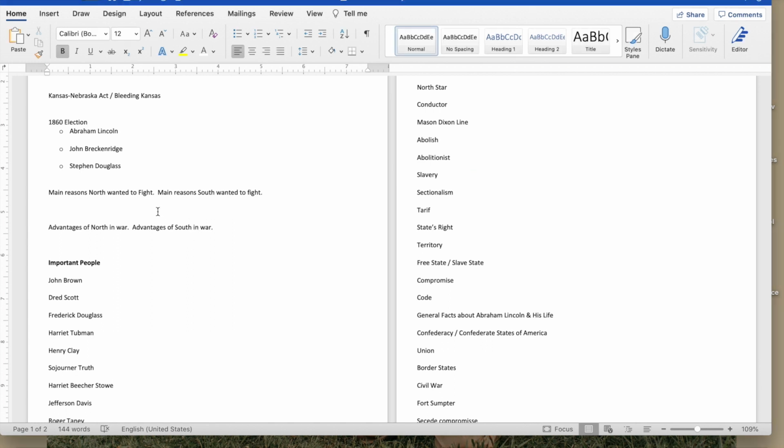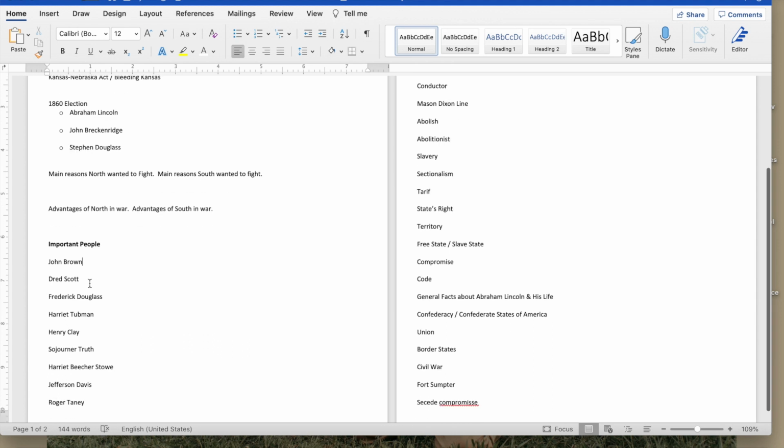So altogether, Cliff Notes, main reason, advantages for the North, more railroads, more people, more soldiers. Advantages for the South, uniform railroads, more skilled fighters, better trained generals. There's 3 reasons for each there.